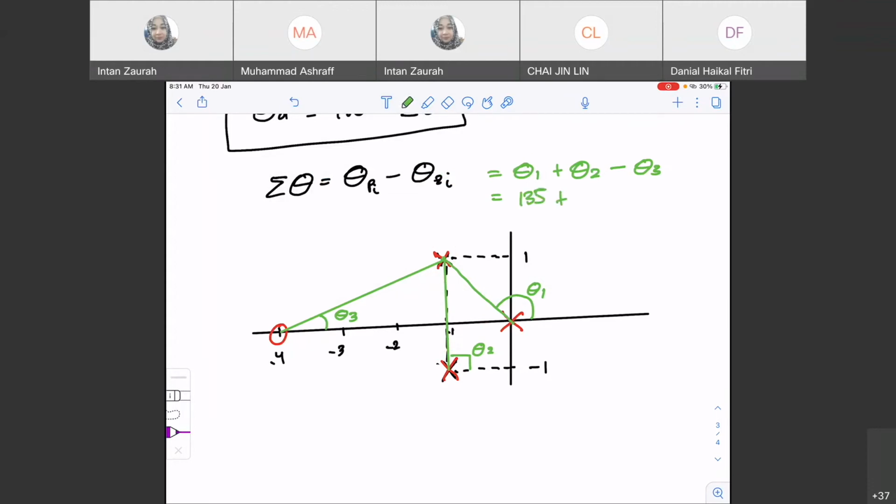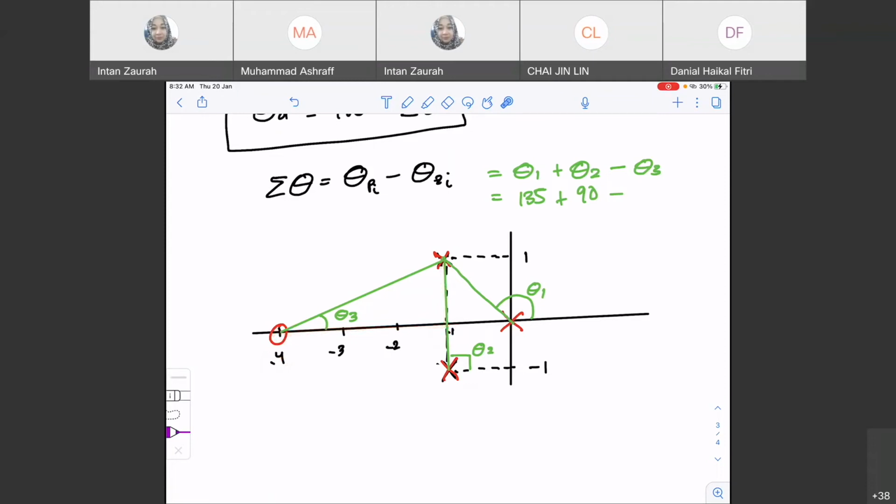Okay, what about this theta 2? This is 90 degrees, isn't it? Theta 2. Okay, what about theta 3? Can you find using Pythagoras or not? So this is -4, this is -1. So this length here is 3. Okay, betul tak? So from -4 to -1, this is 3 units, 1, 2, 3, and this is 1.